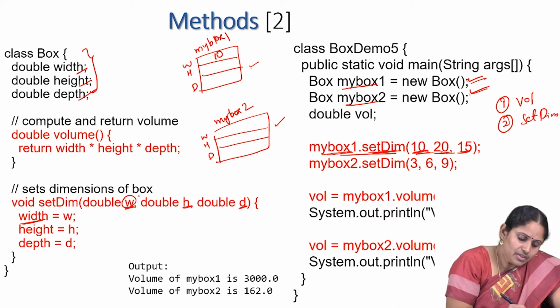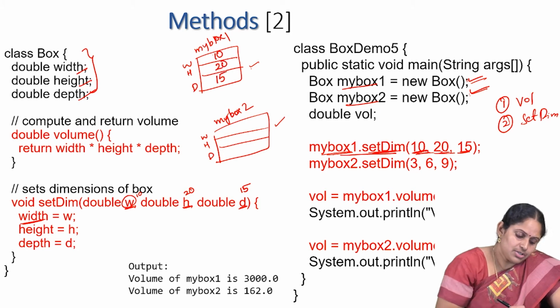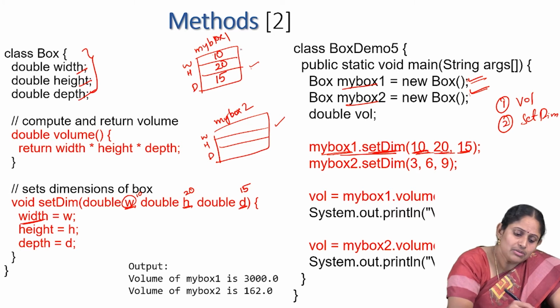Initially for myBox1, this was 10, 20 and 15. So on to myBox1's width, 10 will be stored. Then myBox1's height, 20 will be stored. And on to depth, 15 will be stored. So now this is being set.